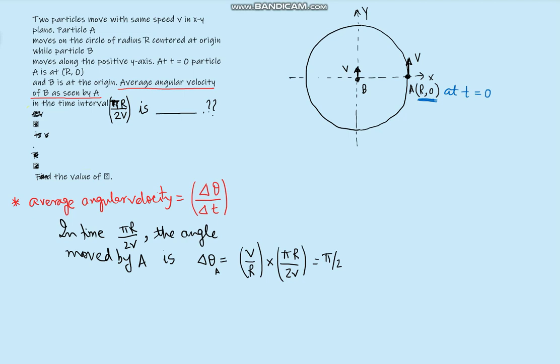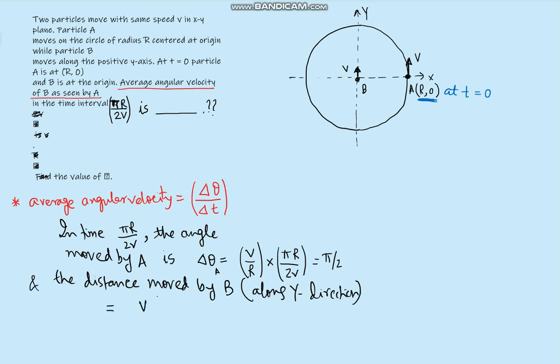And the distance moved by B: B is moving along the y direction. Speed is v and the time is pi r by 2v, so this gives pi r by 2, which is almost 1.57 times r. So at that moment, where is A and where is B after the time has elapsed?